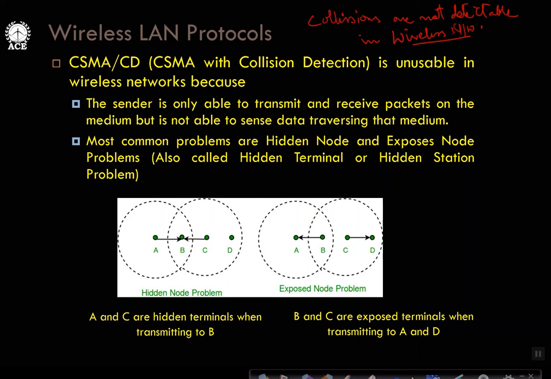But in wireless networks, because of the limited range of the stations, that means the access point, or the laptop, or any station, we can have some new problems. One is called the hidden terminal problem, or hidden station problem, and the other is called the exposed terminal problem, or exposed node problem. So what is the hidden terminal and what is the exposed node problem? Let us understand that in the next presentation or the next video.